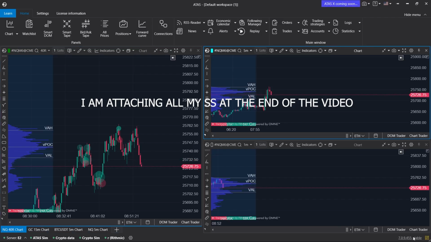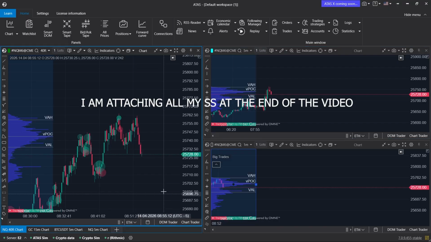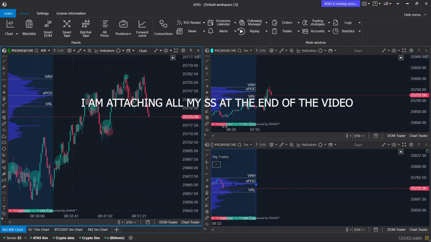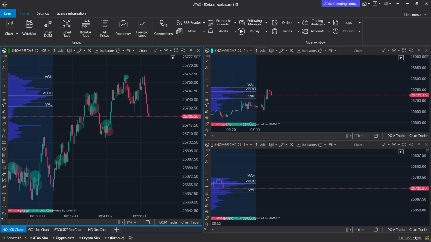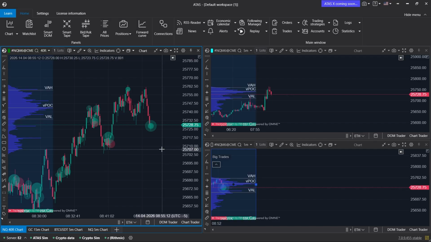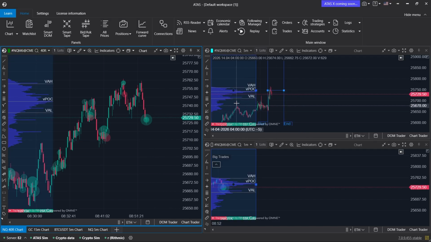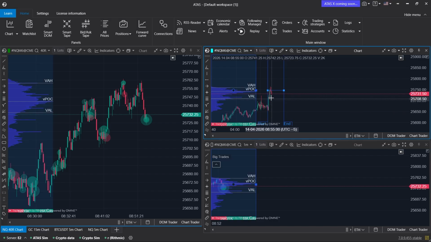So it's 14th of April 2026. I'm living in India, so you'll see it's 7:25 p.m. right now, which means in New York it's around 9:55. So what I'm looking at right now is I drew this market profile from this low to this high.